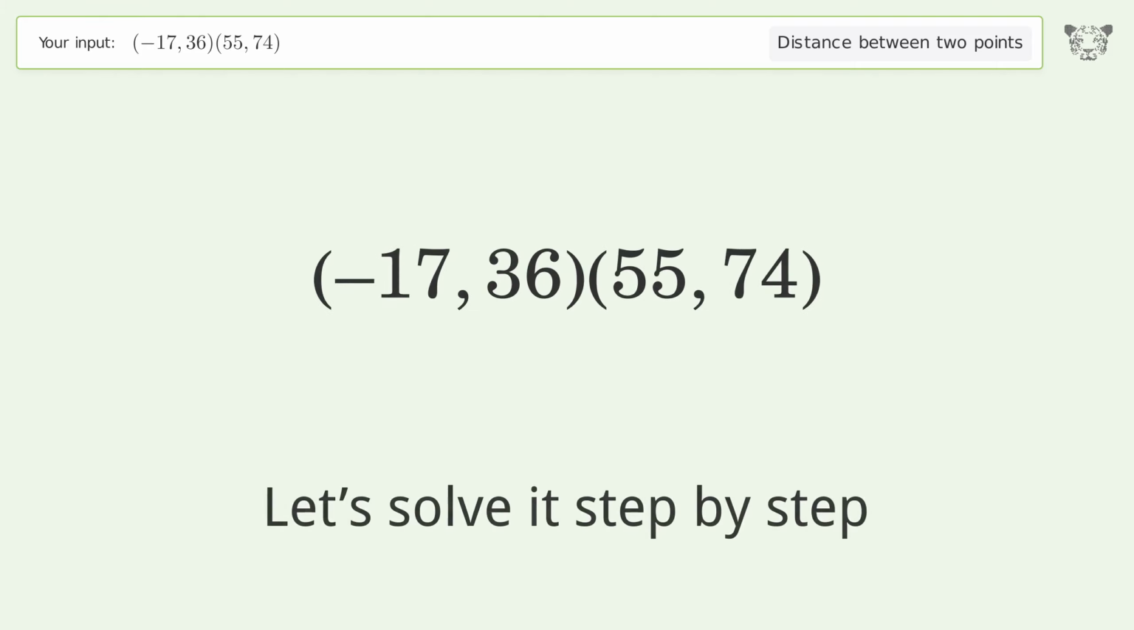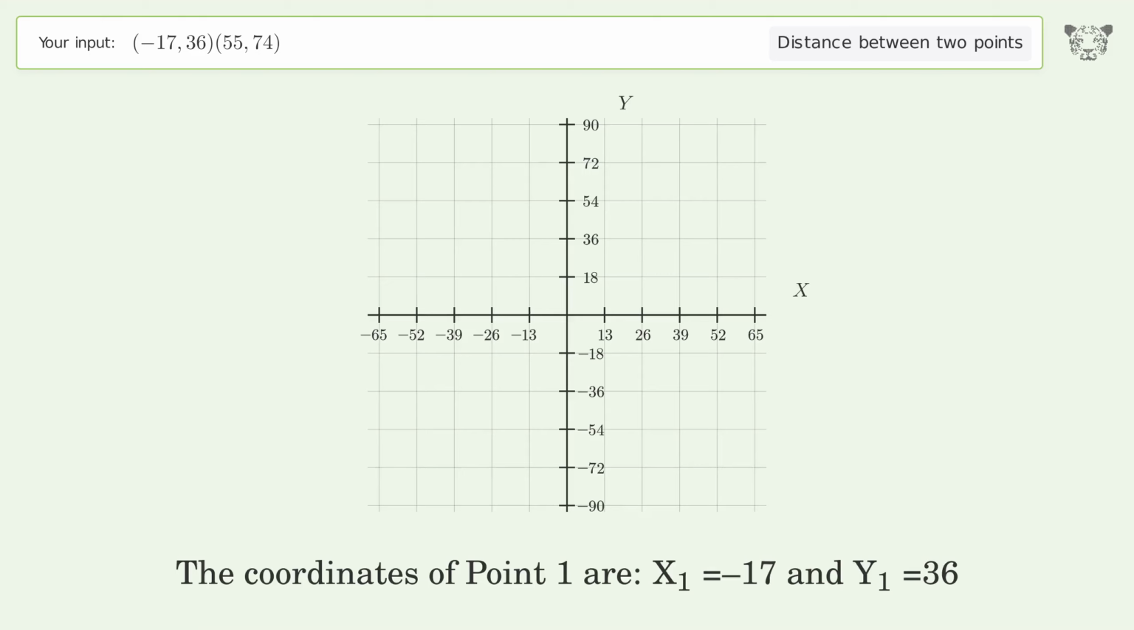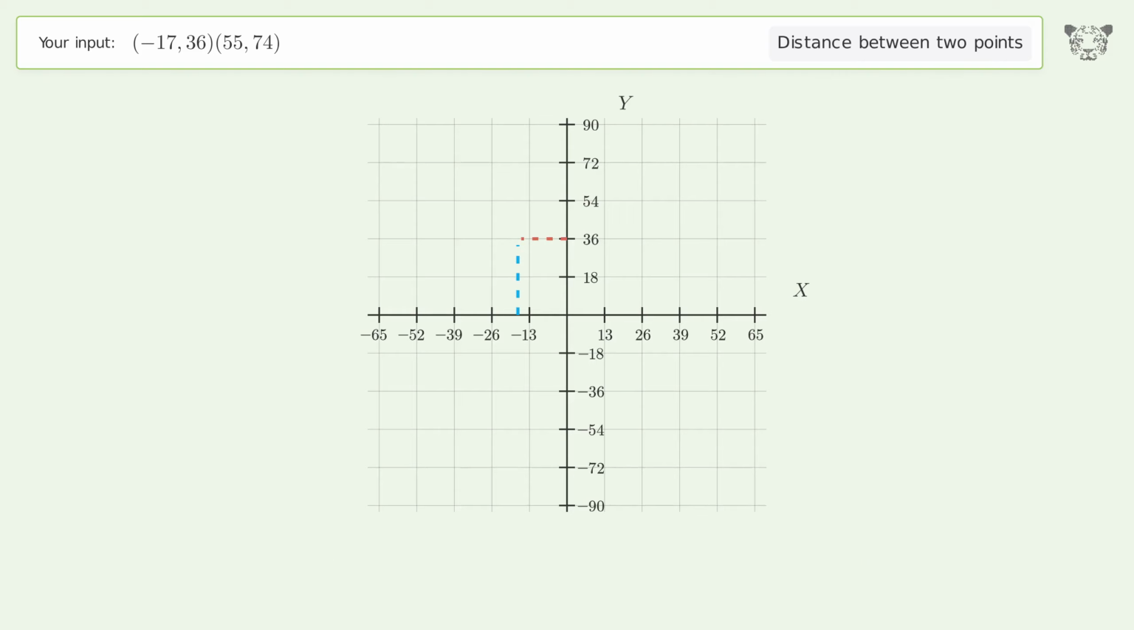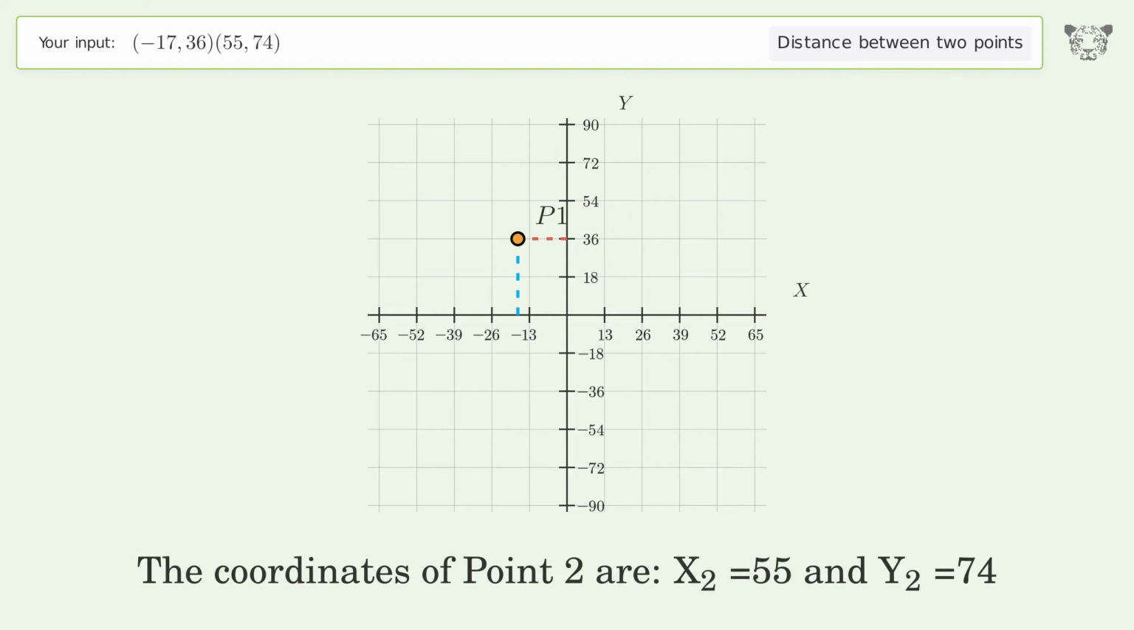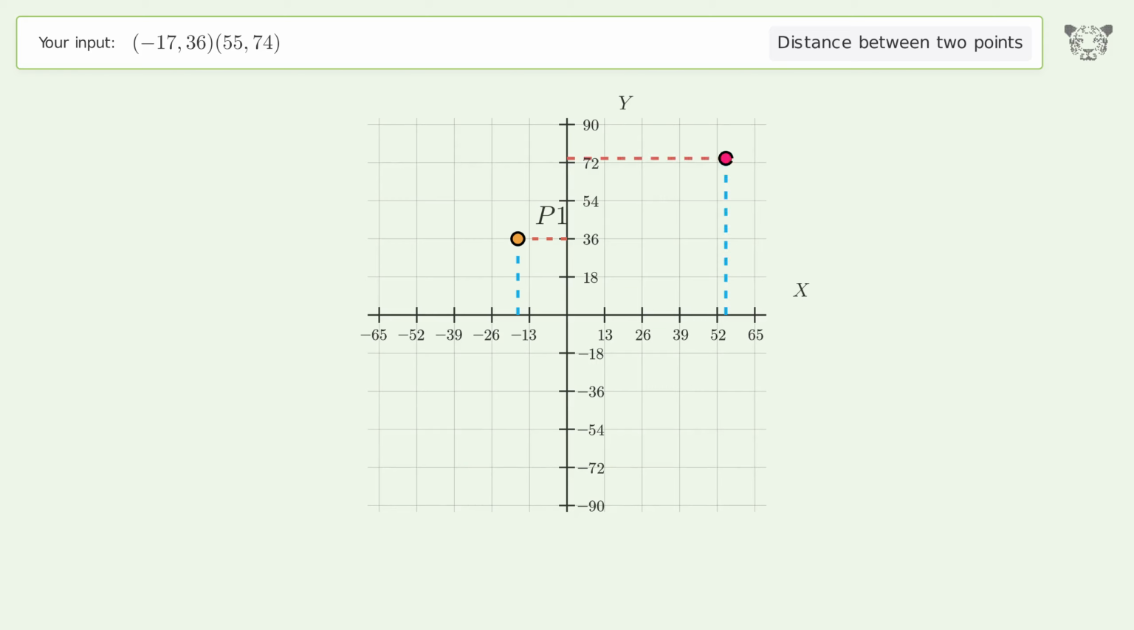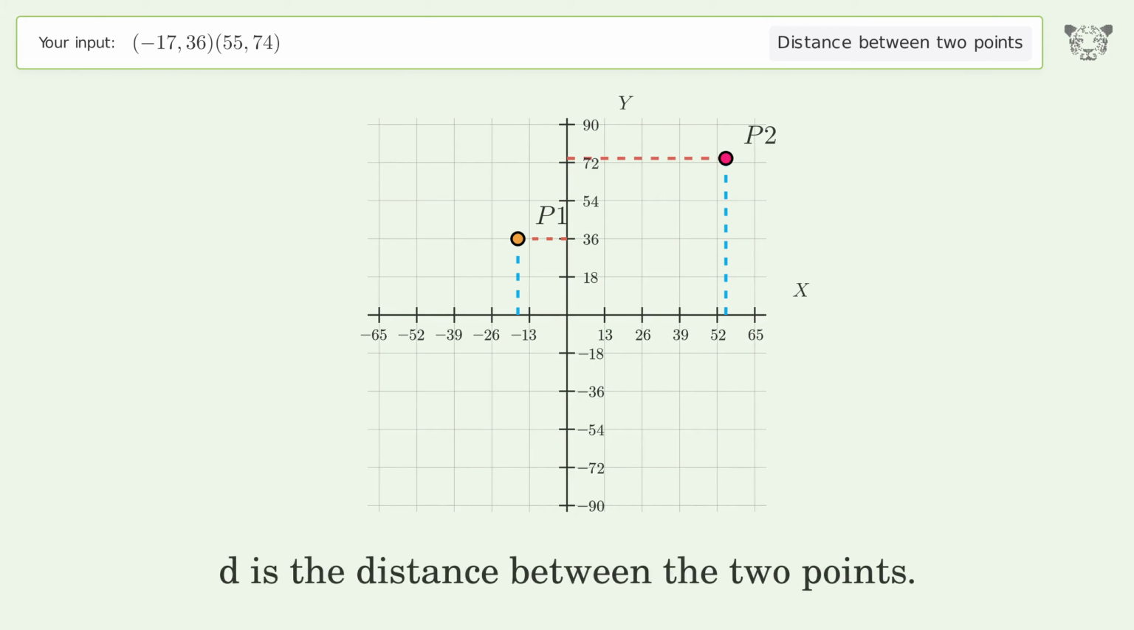The coordinates of point 1 are x1 equals -17 and y1 equals 36. The coordinates of point 2 are x2 equals 55 and y2 equals 74. D is the distance between the 2 points.